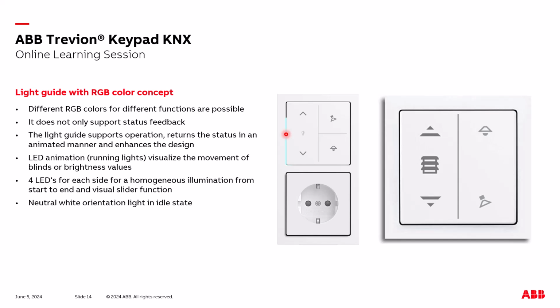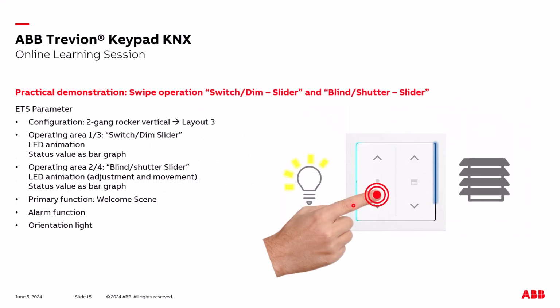So with these LEDs, we can use this as a typical status, like here, you see at the moment the brightness, for example, 75%. And during the operation, we can use it additionally to support our operation. That's what I will also show you later live. So we have here behind 4 LEDs, but it's a homogeneous illumination. So you see not only 4 individual LEDs, it's really a homogeneous illumination of these LEDs. Like here on the left side, right side, you see this animation. When you drive here the shutter up, you see this running light.